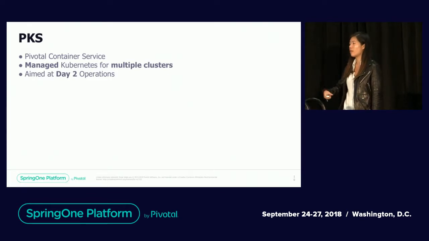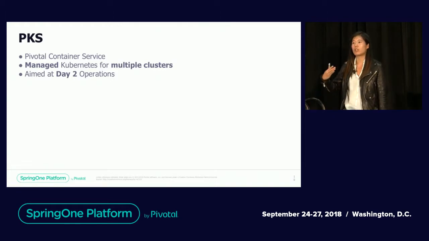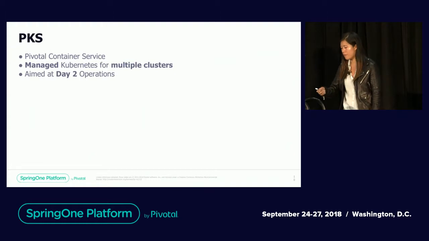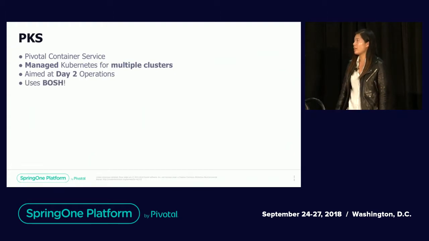And we see here that PKS is really aimed at day 2 operations. So again, you have this managed Kubernetes, you're getting these sane, sensible defaults with the options to configure it in different ways if you so choose, for multiple clusters. And these multiple clusters are expected to be long-lived. They're expected to be able to run production workloads, and they're expected to have upgrades with little to no downtime, right? And so the way we do that is we use BOSH.